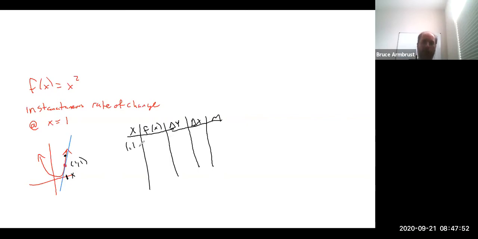Okay, so at 1.1, my f is going to be 1.21, because that's just 1.1 squared. So my change in y is 0.21, right? Because we were at a 1, now we're at a 1.21, so we've gone up by 0.21. My delta x is 0.1.